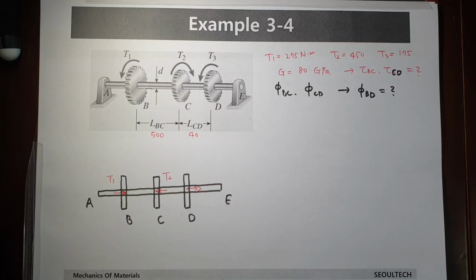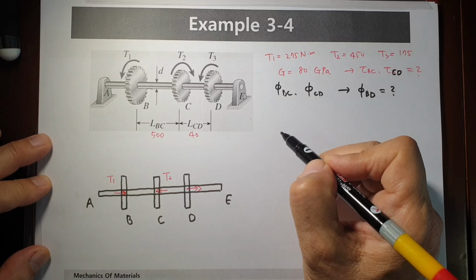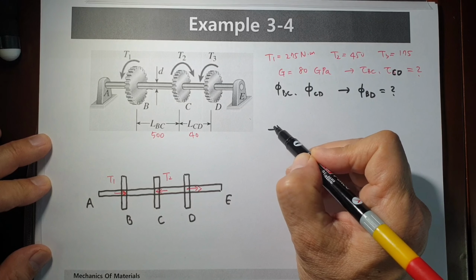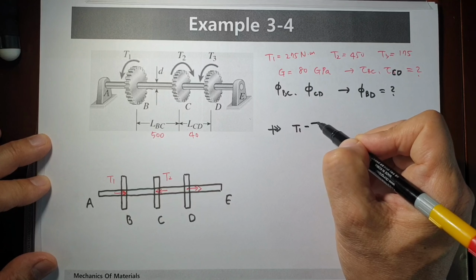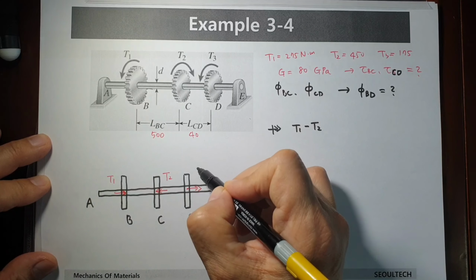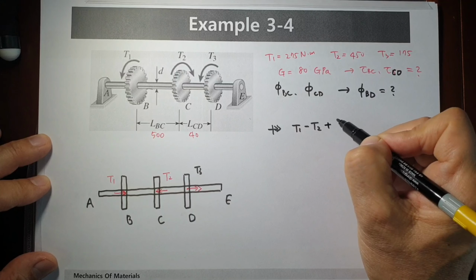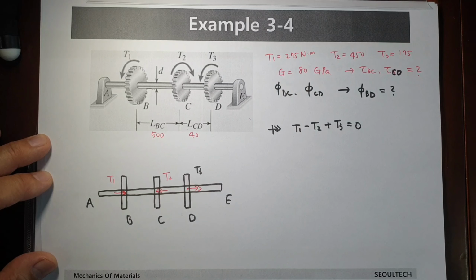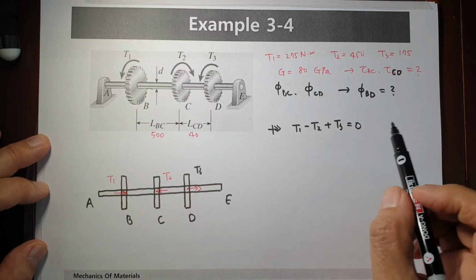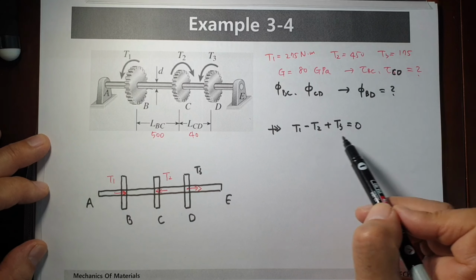Okay, now let's think about equilibrium. Let's say this direction is positive. Then T1 minus T2 plus T3 equals 0. When you substitute everything, then we know that.